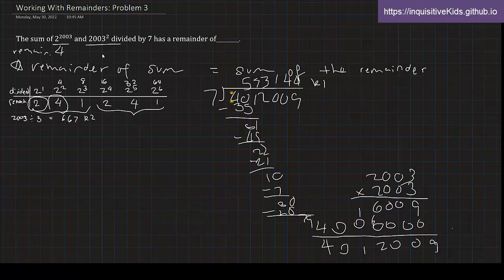So after all of that, we're just trying to look for this one little remainder, and that's 1. And remember, we're going to find the sum of the remainders. So 4 plus 1 is equal to 5. So basically, our final answer is 5.